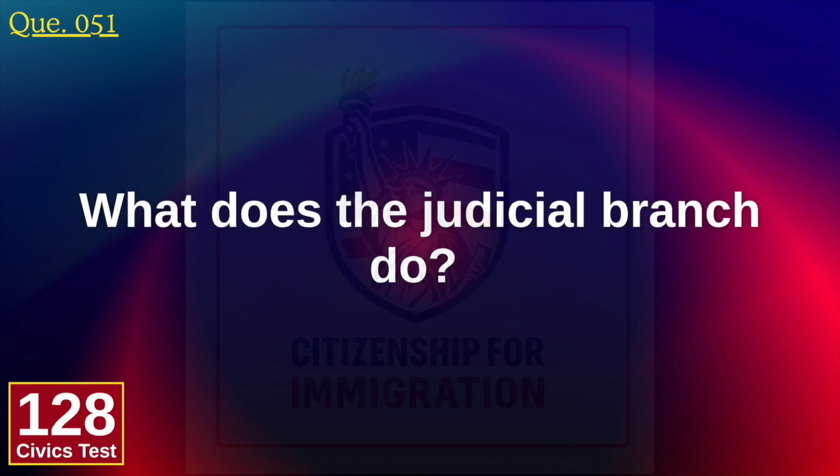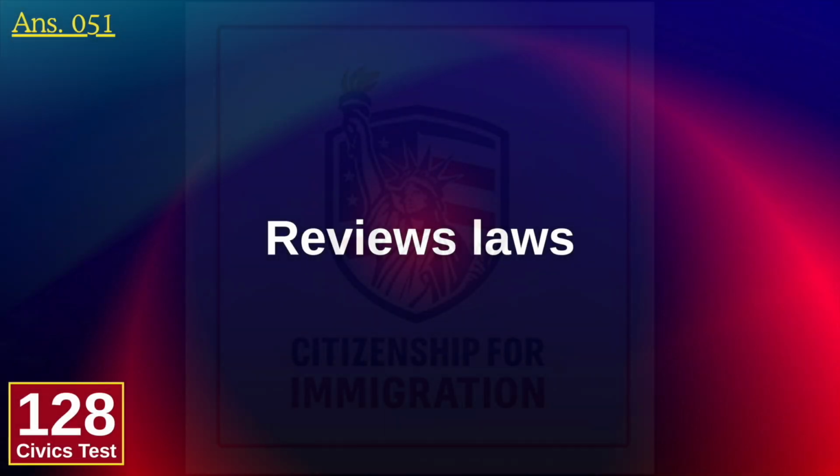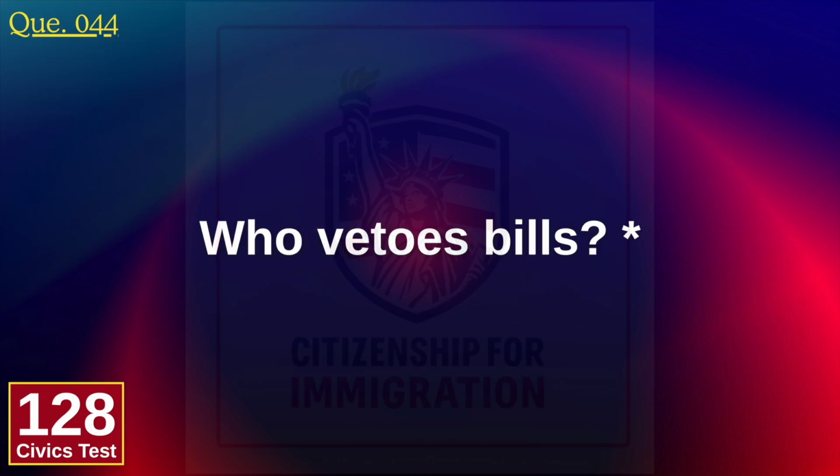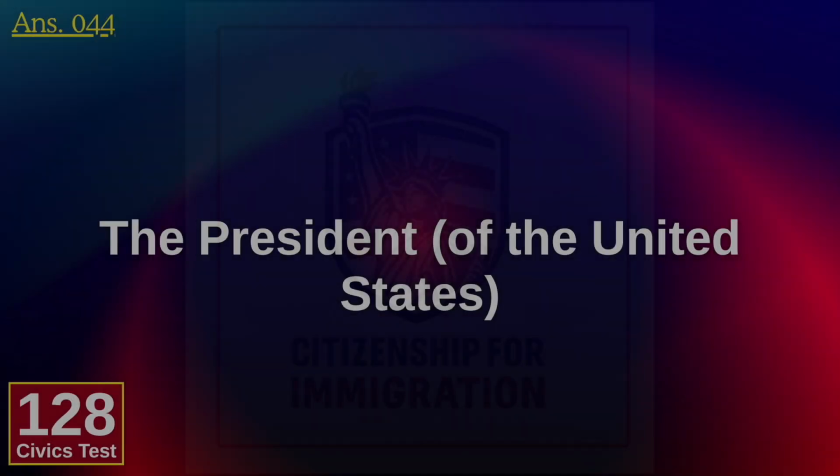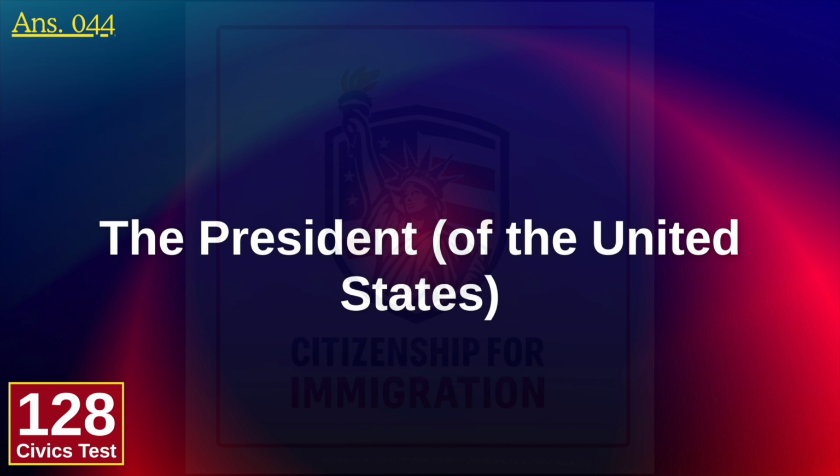What does the judicial branch do? Reviews laws. Who vetoes bills? The President of the United States.